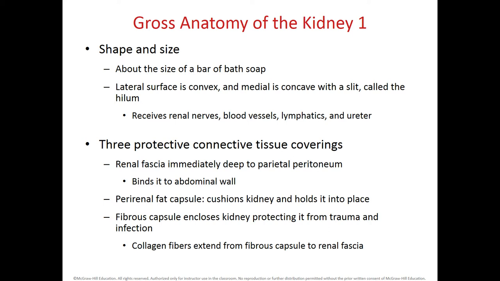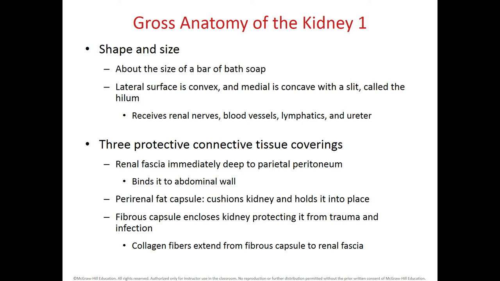There are three protective layers of connective tissue that surround the kidneys. The most outer layer will be the renal fascia, that is just deep to the parietal peritoneum, and that helps to bind it to the abdominal wall. The next one will be the perirenal fat capsule, which is made out of fat, and it cushions the kidney and helps to hold it in place.